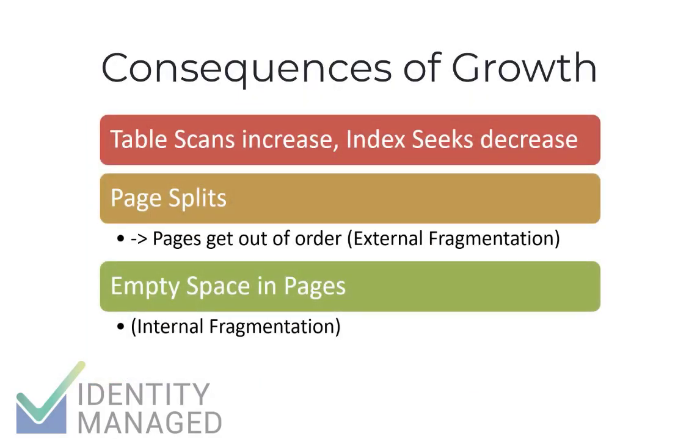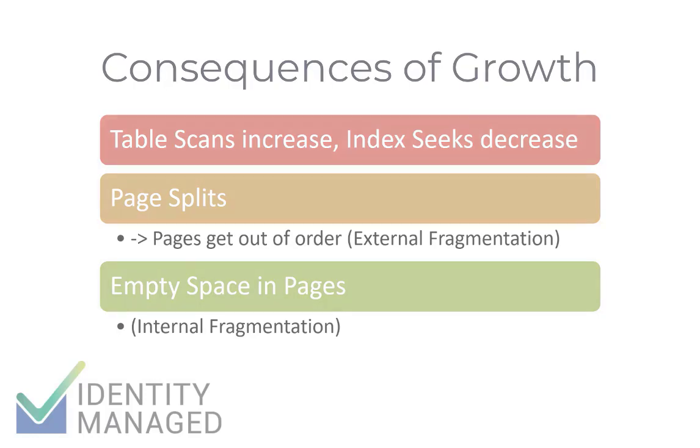Now, what happens when files grow? When your database grows, one thing that can happen is that the table scans increase and your index seeks decrease. And some of you may be looking at me and this presentation going, I don't know what that means. Talk to me in English, David, not SQL Greek. I'll get to that. The other thing that can happen is page splits. Pages get out of order. That's external fragmentation. There can also be empty space inside pages, known as internal fragmentation. I'll give you some examples of those two.